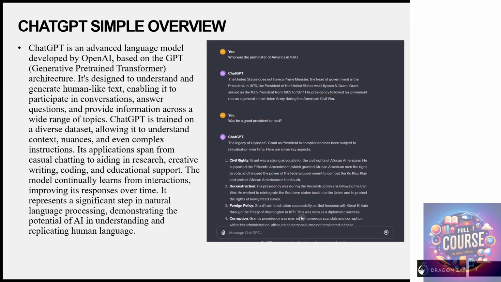And you can try ChatGPT today for free at chat.openai.com. If you go there and sign up, there's a free version where you'll be able to talk with ChatGPT to get a better idea of what we are implementing in this course.